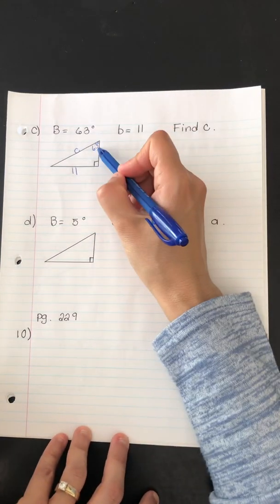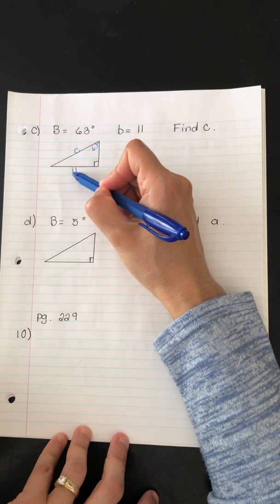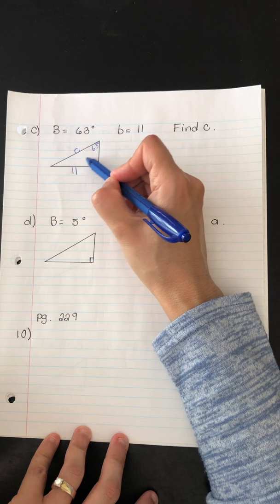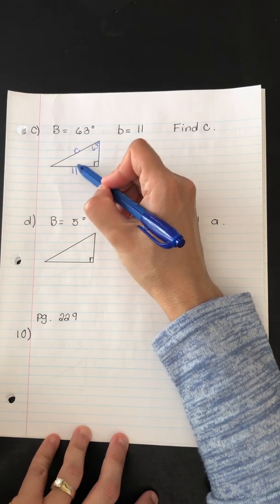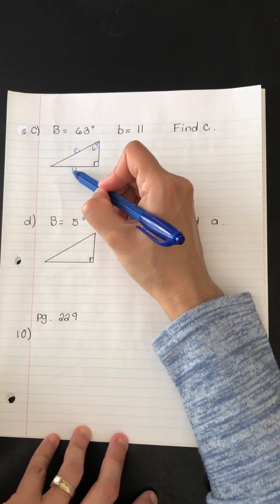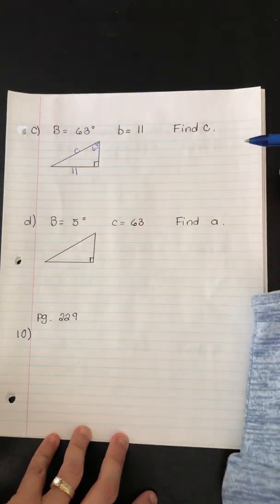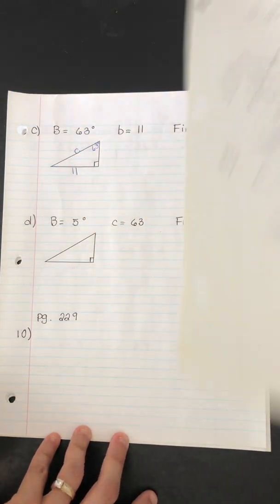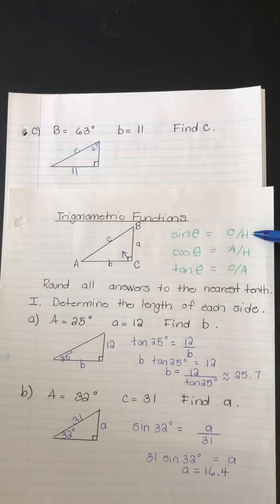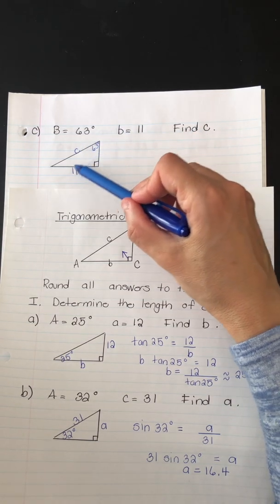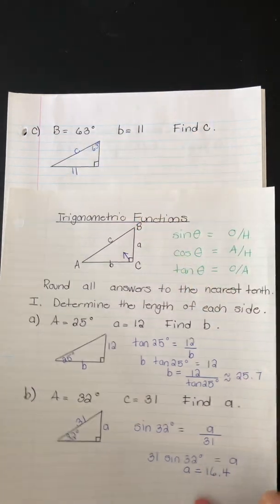Now, take a look at the angle. What is this side called? This would be called opposite. This side is opposite the angle. So we've got an opposite side length and the hypotenuse. So that means choosing sine. So the sine of 63 degrees is equal to 11 divided by C.